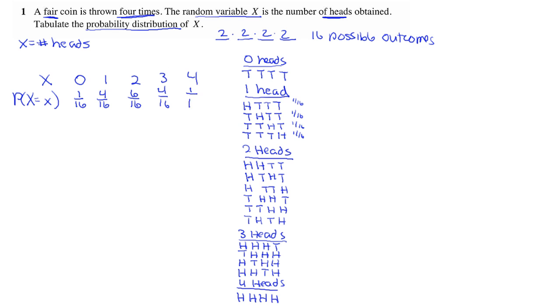All right, so that's the probability distribution table. Just a listing of all the things that could possibly happen that I'm interested in, in this case just getting a head, and then the probabilities associated with it.